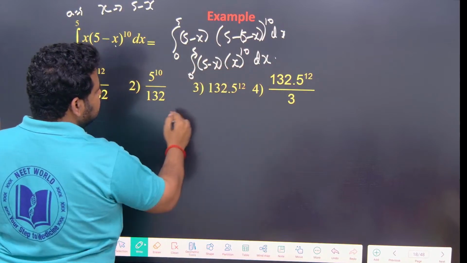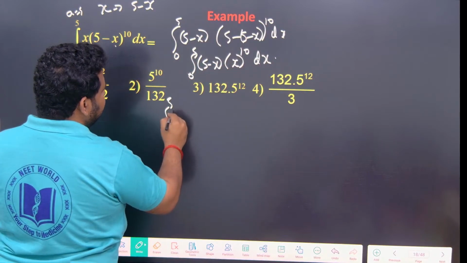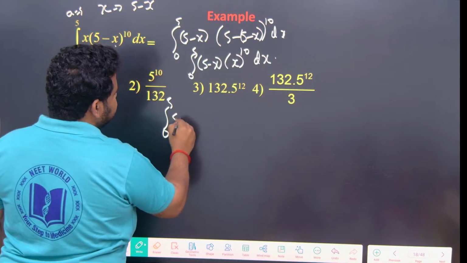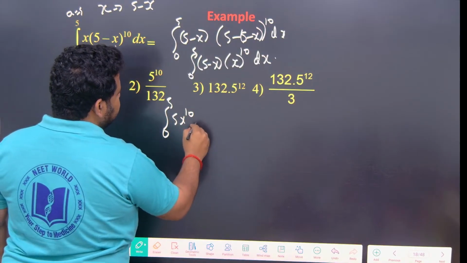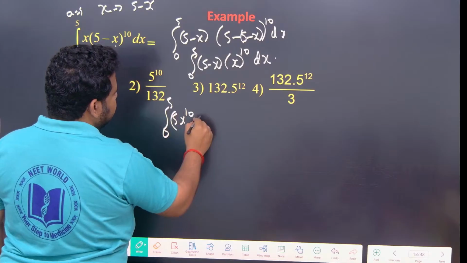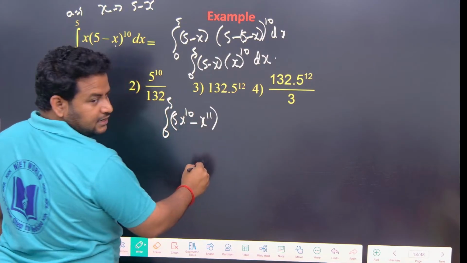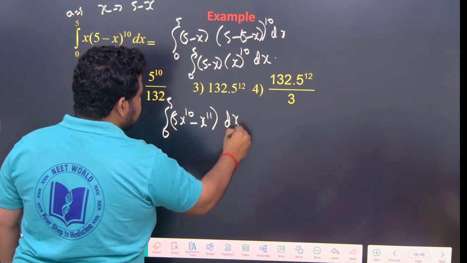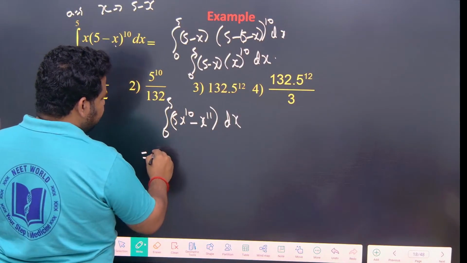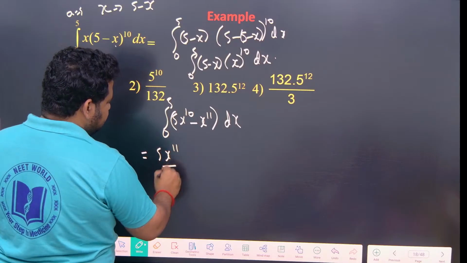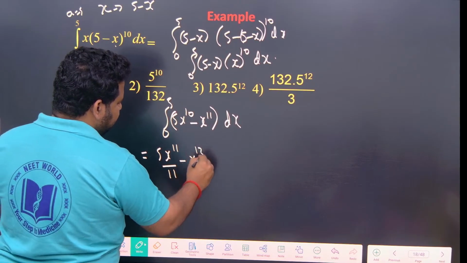Let us multiply this. This will become 0 to 5. 5 into x power 10 is 5x power 10, minus x into x power 10, which is x power 11, correct? x power 11 dx. Now I can integrate this. This is 5 into x power 11 by 11 minus x power 12 by 12.